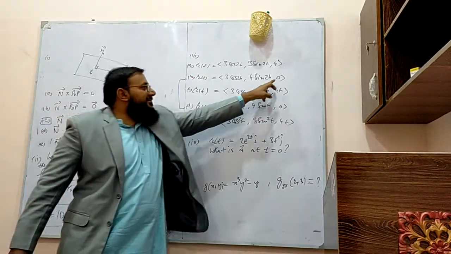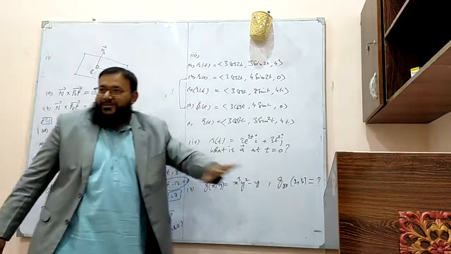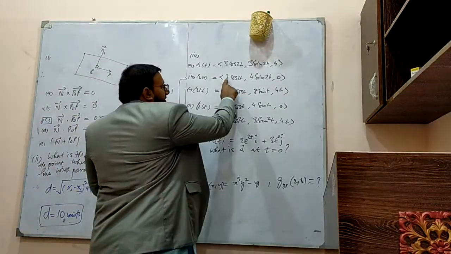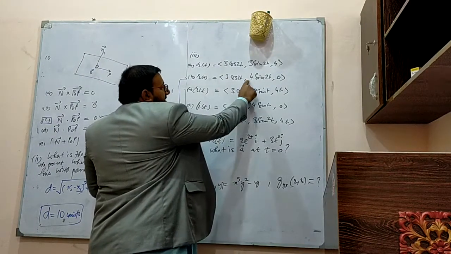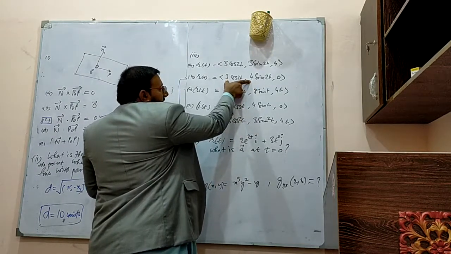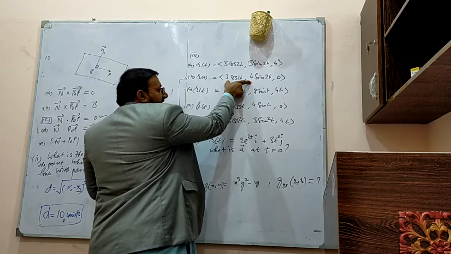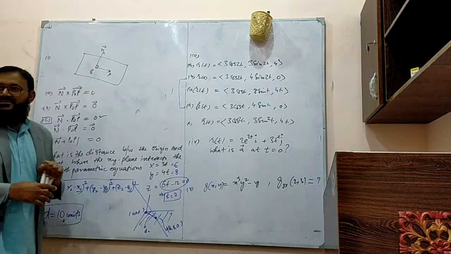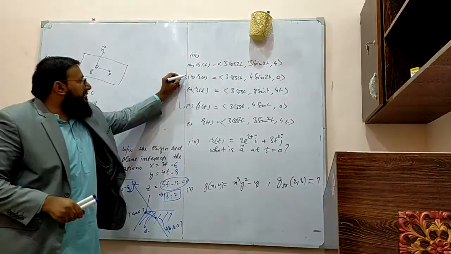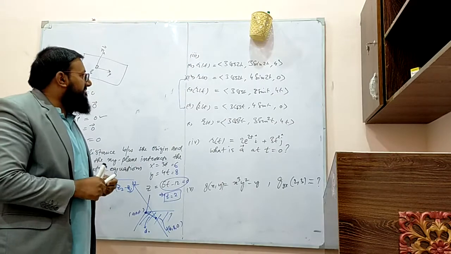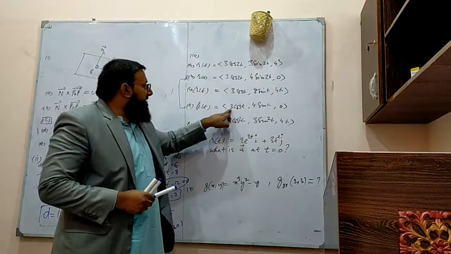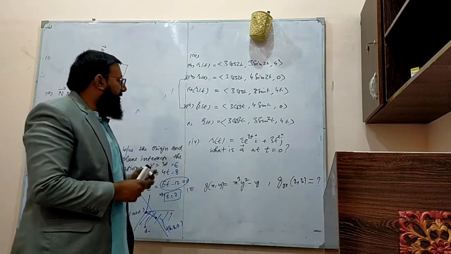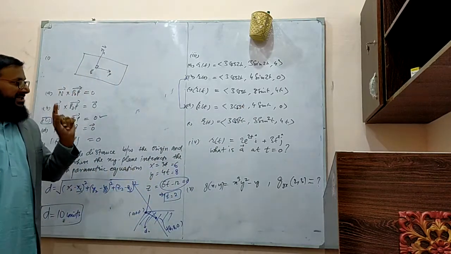Because whenever the last component is 0, it means we are in the xy plane. Now what is the problem with these two? You can see this coefficient is 3 and this one is 4. The radius is not the same, so this does not define a circle, but it defines an ellipse. This is not a circle, so it has been cancelled. And again this is 3, this is 4, this defines an ellipse. This is not okay.